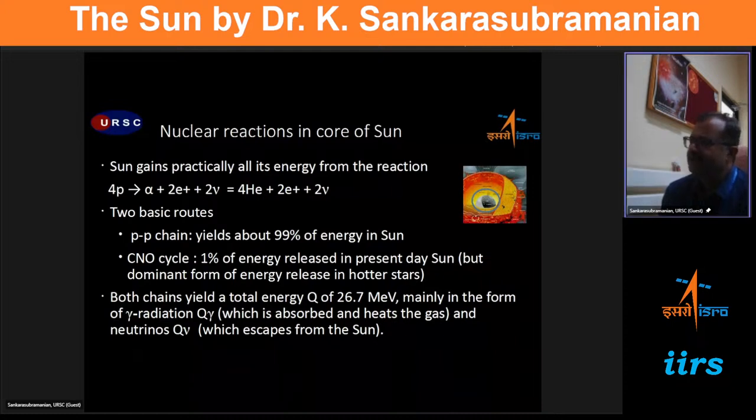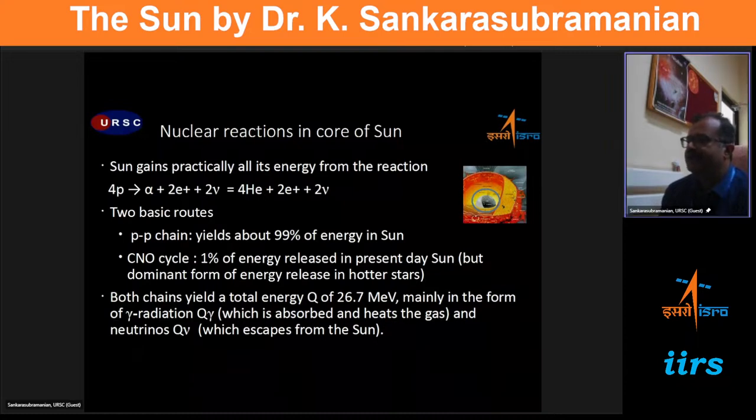This is mostly dominant for hotter stars, not for the sun. And so throughout the lifetime of the sun, we'll be seeing only the PP chain reactions. Both of these chains put together, 99% and 1%, will provide an energy of something like 26.7 million electron volts, mainly in the form of gamma radiation, which is on its way to the surface, absorbed and scattered, and heats the gas in the medium.